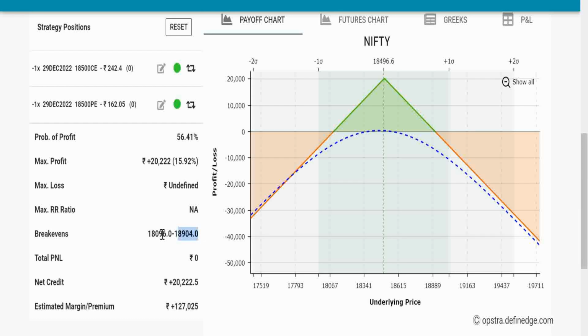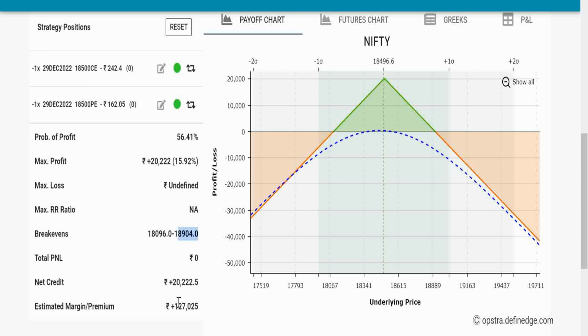But the probability of collecting the maximum profit is very low, while the probability of success of this strategy is very high. That too, when you use this on intraday, it is very profitable as per the backtesting results. The margin requirement for this strategy is around 1,27,000. So you have to keep at least 1,50,000 in your account so that you won't get into any trouble if the market moves higher or lower.